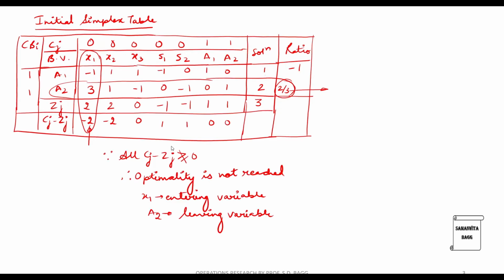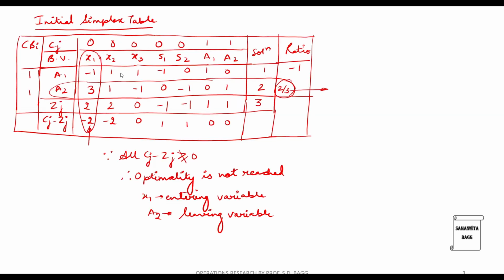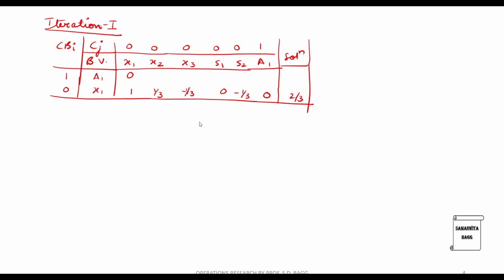Now we are going for the first row. This value is 0. I have already told you in simplex table. I will have to calculate the rest of them. So this is 1 plus 1 by 3. That is 4 by 3. And similarly you can solve the rest of them. So I have written all the values.